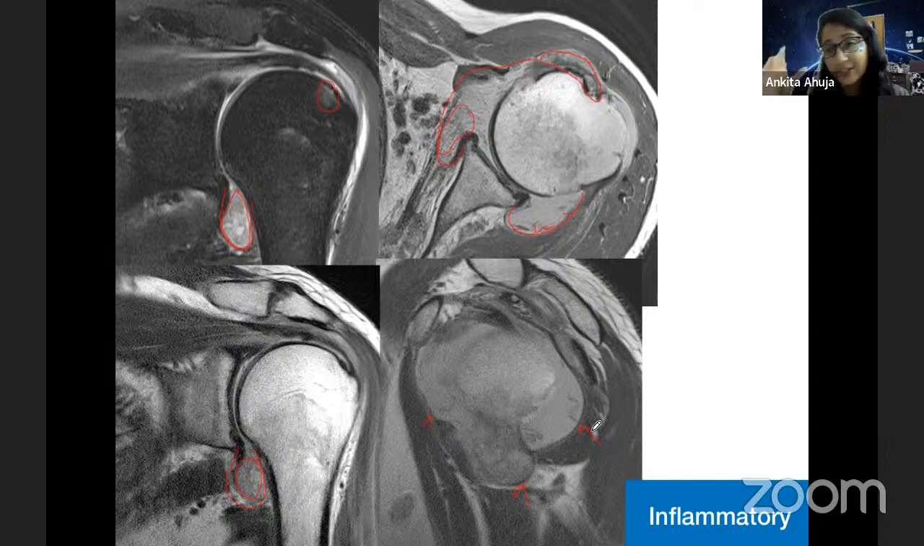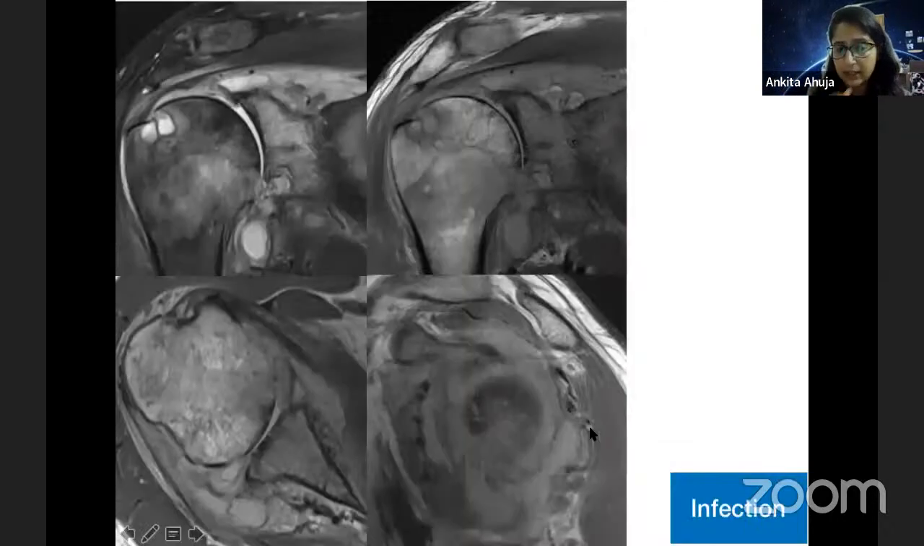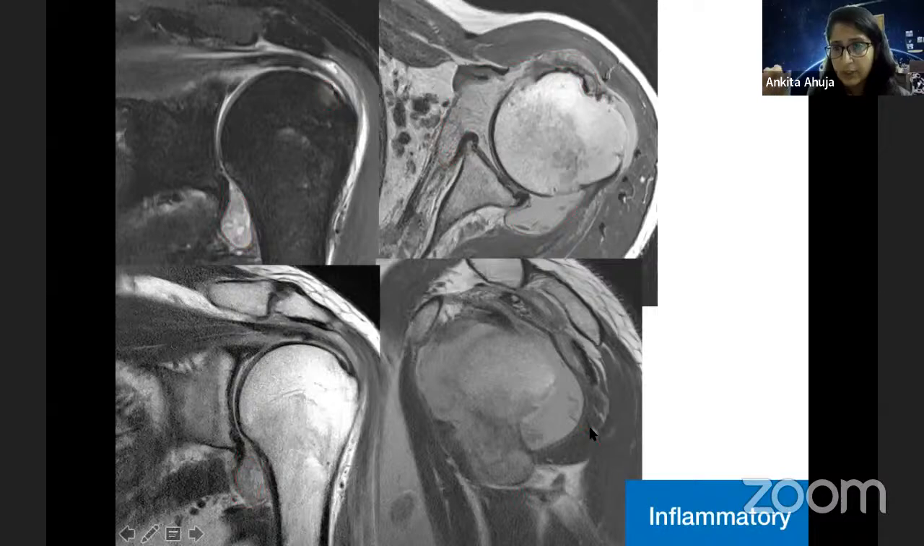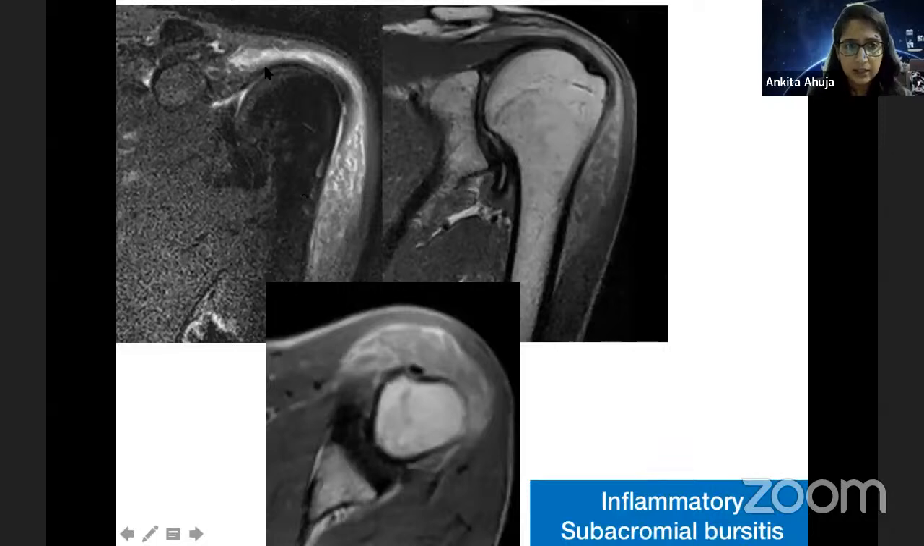So the common things which usually help you in practice are your clinical history, your inflammatory markers, and clinical suspicion. If you see disproportionate marrow edema, a lot of marrow edema like in this case, then you're pretty sure. Or if you get to see some collection, then you're pretty sure that you're dealing with infection. Then this is another case in which you can see this subacromial bursal fluid.